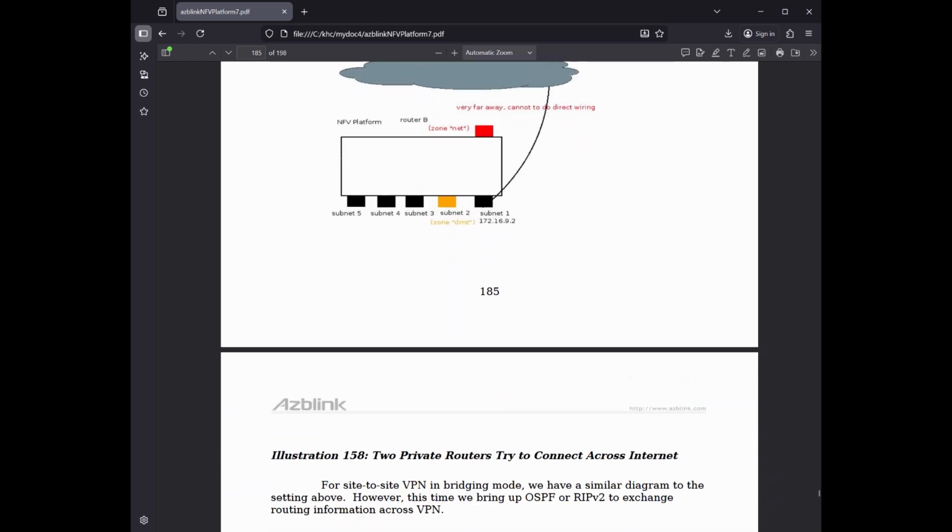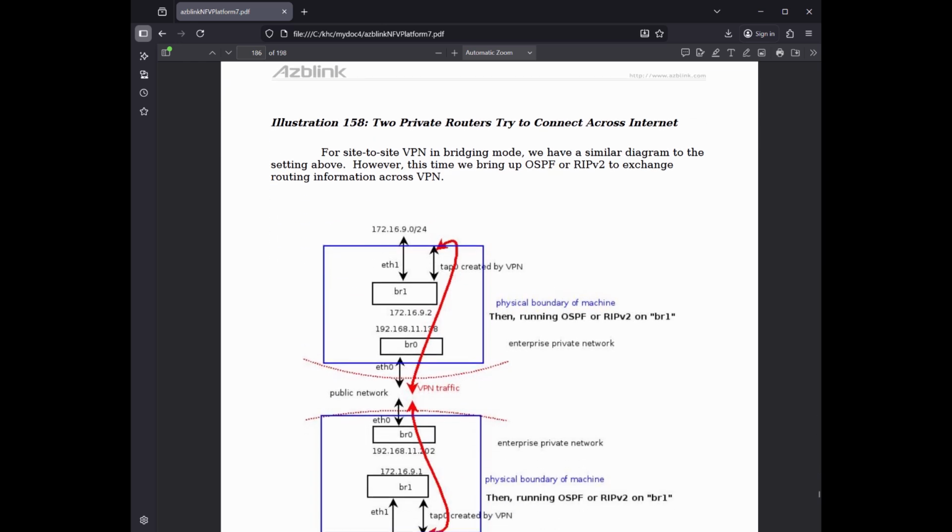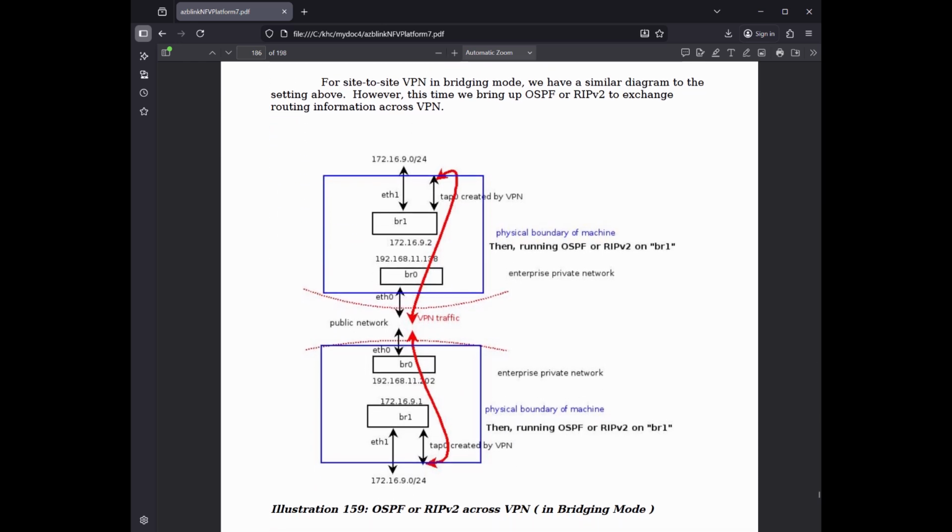We have a similar diagram to the setting above. However, this time we bring up OSPF or RIPv2 to exchange routing information across VPN. Illustration 159, OSPF or RIPv2 across VPN, in bridging mode.